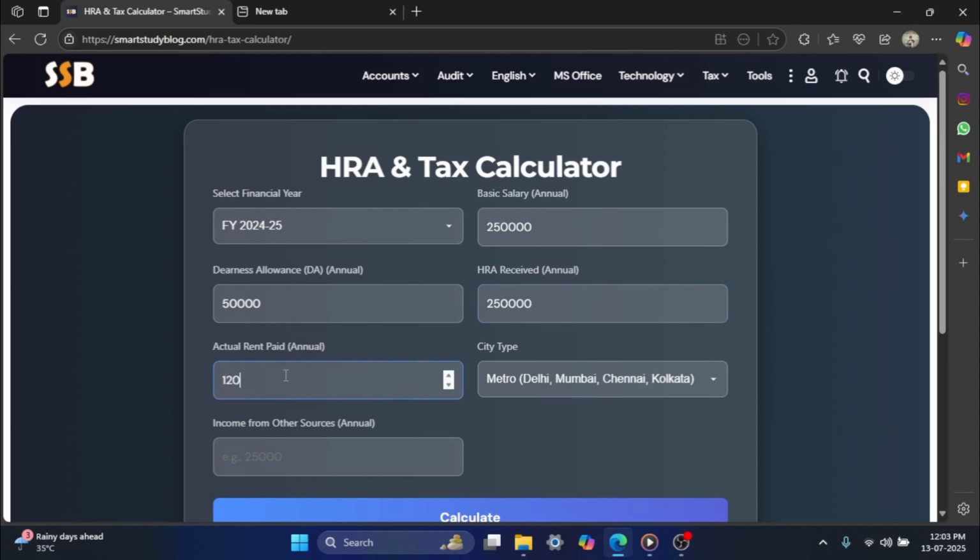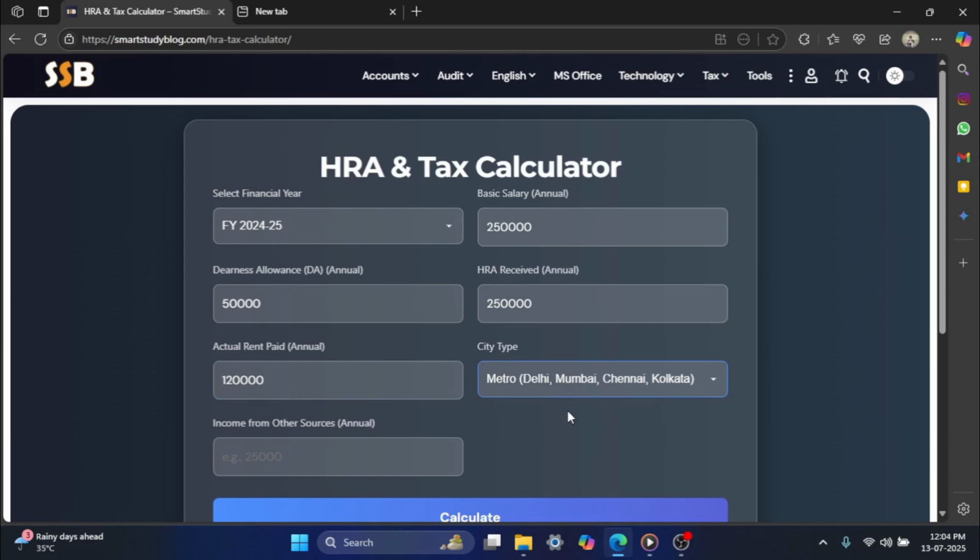The actual rent paid annually. And this one's crucial because your HRA exemption, the tax benefit, is directly linked to the rent you actually pay. So no rent paid, no HRA exemption, even if your employer gives you HRA. That's fundamentally correct. You need to have actually incurred rent expenses. Okay. Then there's city type. That sounds important. It is. It makes a significant difference.